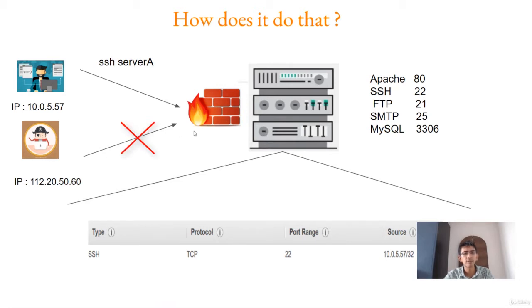So this functionality of accepting the connection or blocking the connection is the responsibility of a firewall. Depending upon the cloud provider that you choose, the name of the firewall changes. Let's say that if you're using a Linux system, then it is called iptables, which is basically a software based firewall.